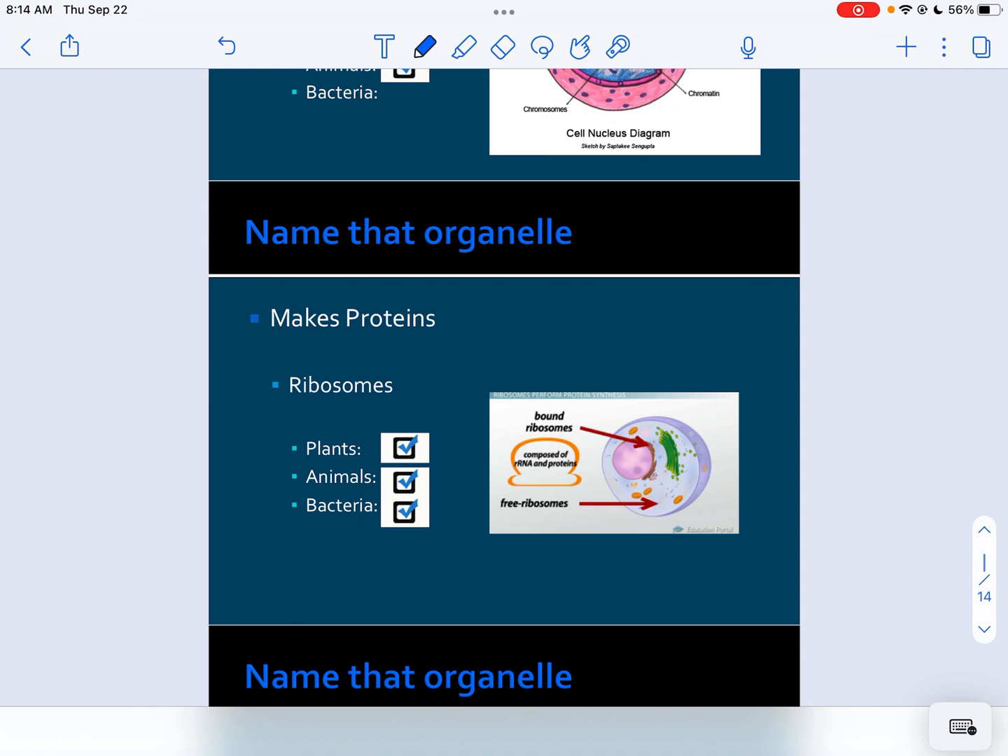Ribosomes, next up. We find them in plants, animals, and bacteria. They are not membrane bound, hence why we find them in bacteria as well. They are important for helping us make proteins. When we talk about protein synthesis, we'll look at them a little bit closer. But those ribosomes are going to be the ones that help make our proteins.